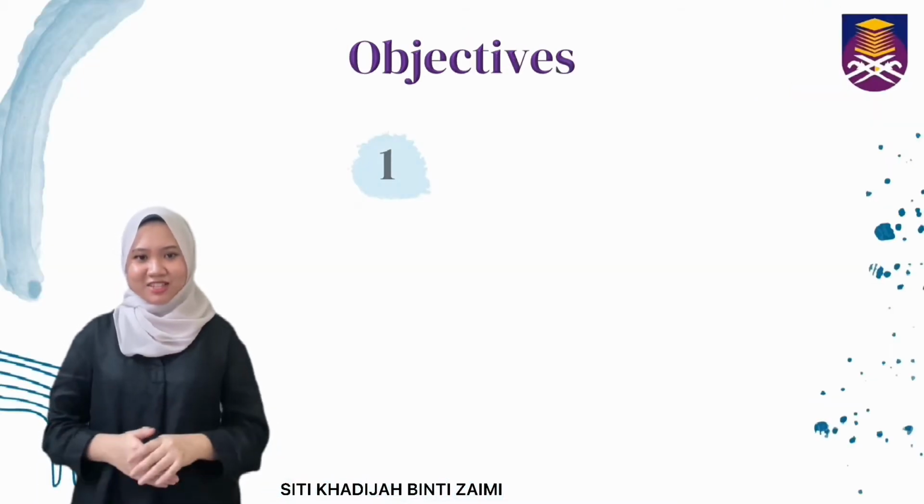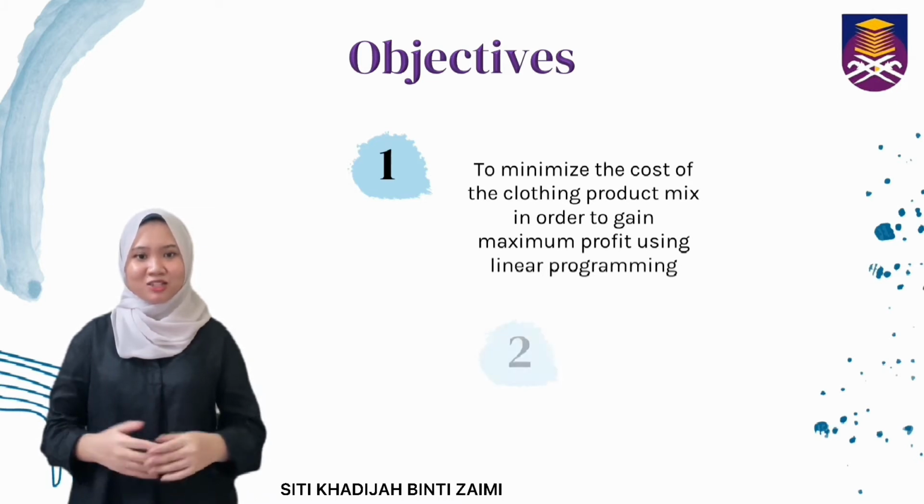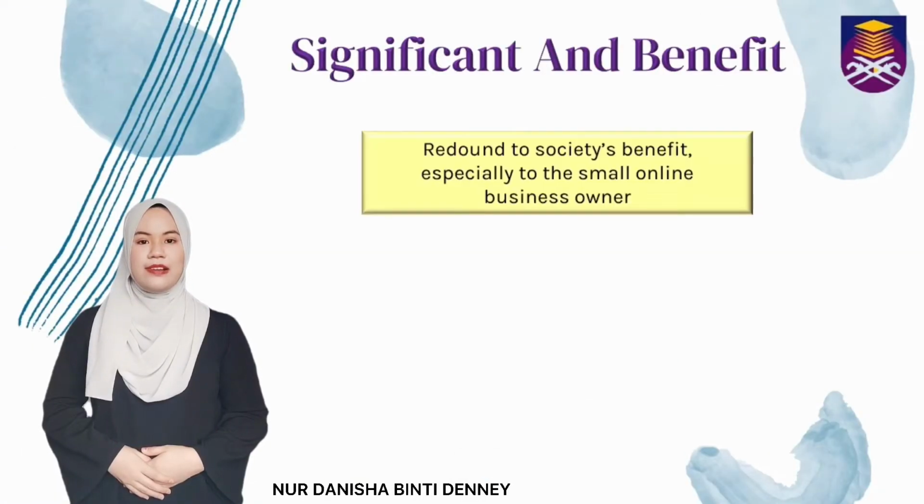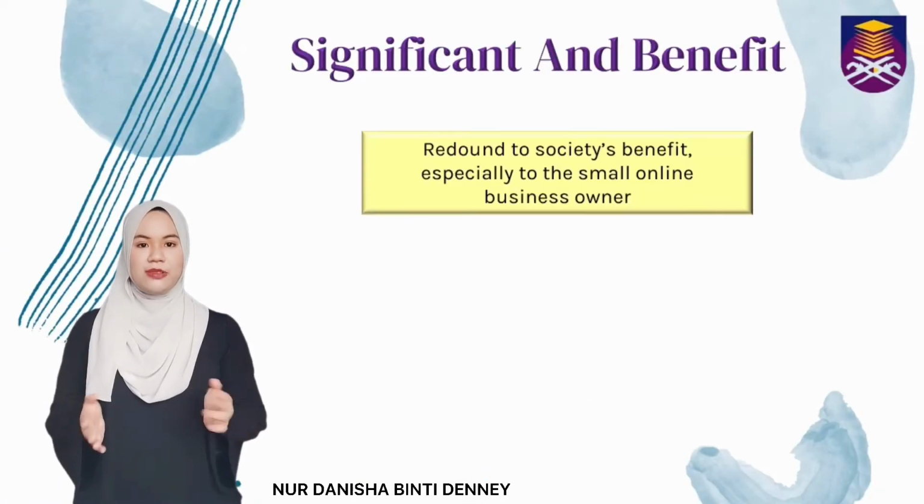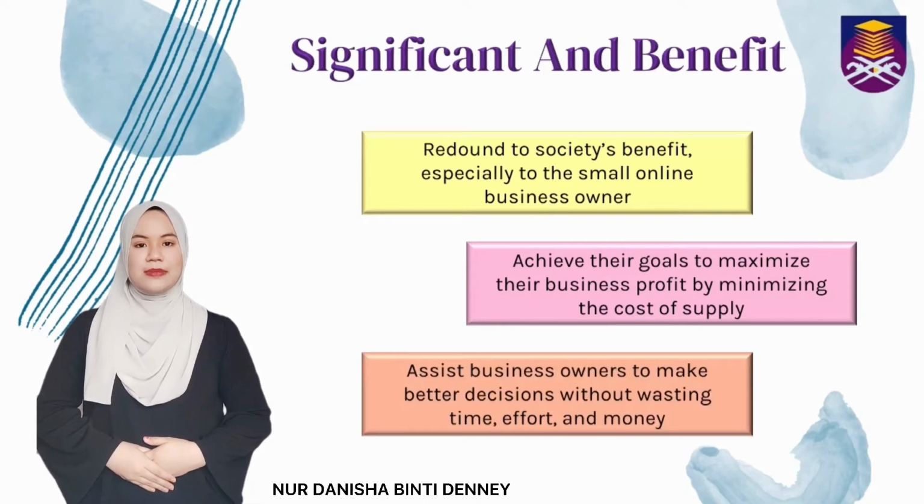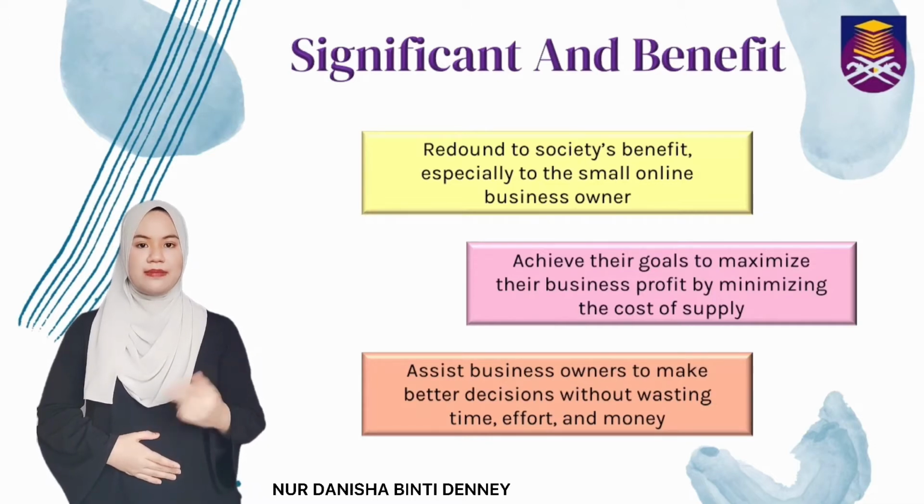Our research is aiming to minimize the cost of the clothing product mix in order to gain maximum profit using linear programming, as well as to validate the result of the research in finding the least error using percentage error calculation. These research findings will redound to society's benefit, especially to the small online business owner to achieve their goal, which is mostly to maximize their business profit by minimizing the total cost of supply. This research will assist business owners to make better decisions without wasting time, effort, and money.